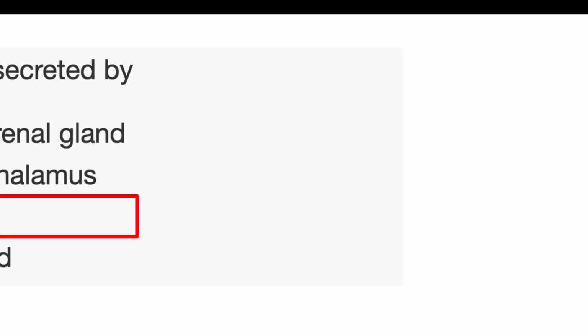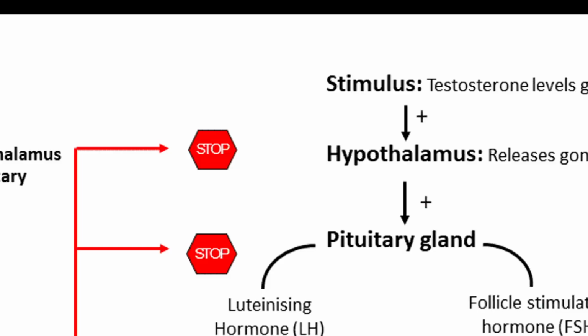Now, what is inhibin and how does the testes do this? This is in line with the homeostasis machinery question. Whenever there is a stimulus, which is testosterone levels getting too low, it signals the hypothalamus to release gonadotropin releasing hormone. Gonadotropin releasing hormone, or GnRH, stimulates the pituitary gland to produce follicle stimulating hormone and luteinizing hormone, which then accelerates testosterone production and inhibin production in the testes.